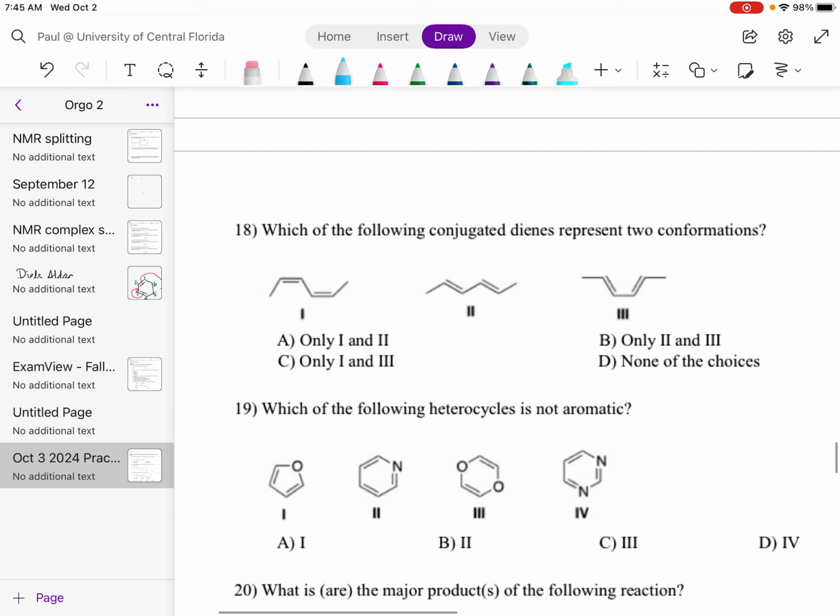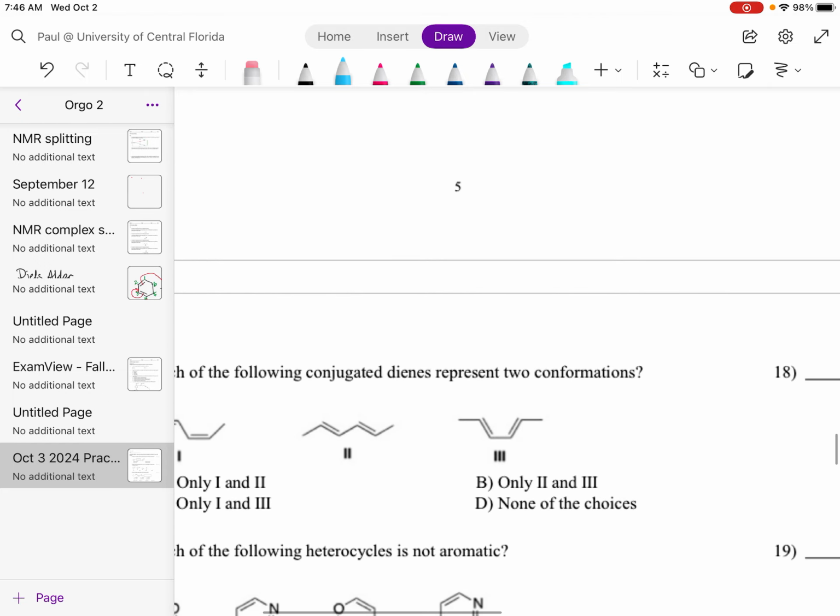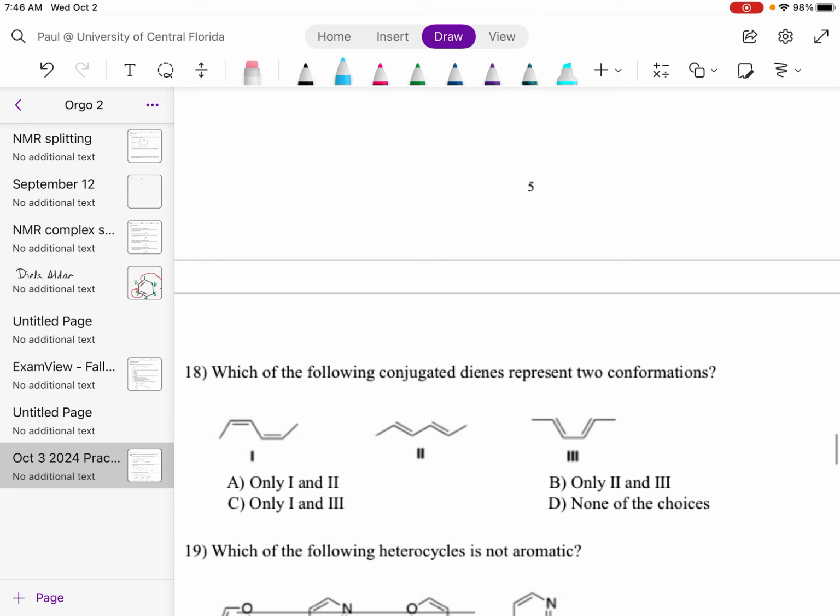Okay. Which of the following conjugated dienes represents two conformations? Here we can redraw them if we like, like I did previously with the other problems, but really we just want to get the conformations looking the same. And so I just made a judgment call. It's not right or wrong. It's just what I did.